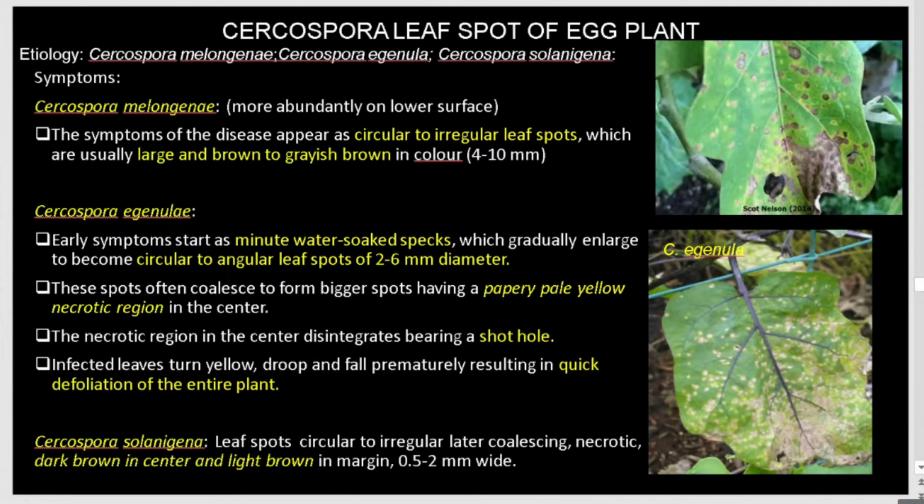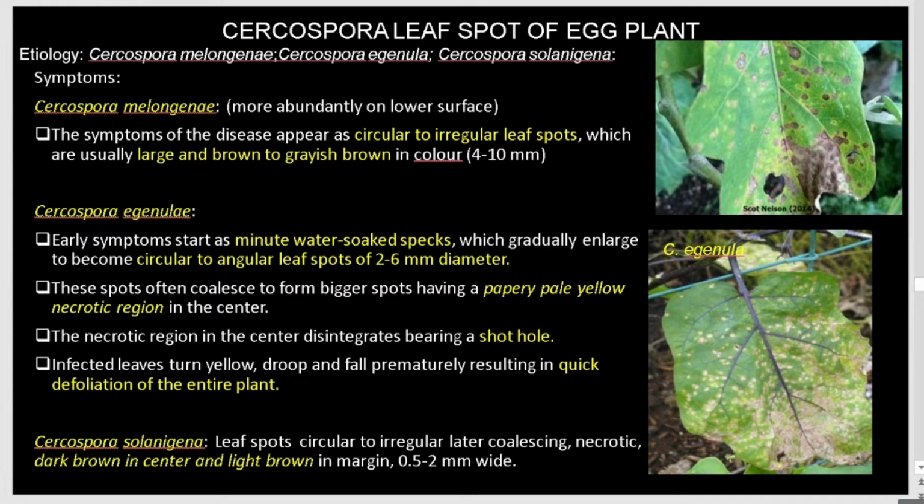The symptoms on the leaf are very similar to Phomopsis leaf blight or leaf spot that are produced by Phomopsis vexans. In case of Cercospora leaf spot, 3 species are reported to cause this disease: Cercospora melongena, Cercospora eugenila, and Cercospora solanigena. All of the species produce different kinds of symptoms. In all of the cases, some kind of spot is produced, but the color varies as per the species involved in the disease development.